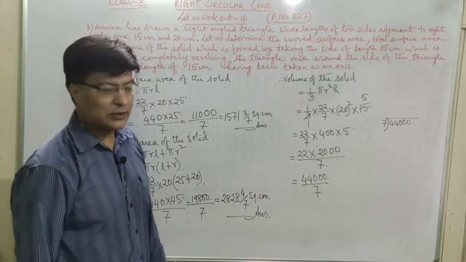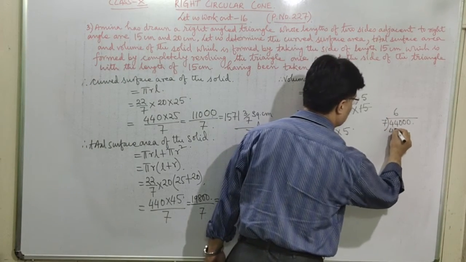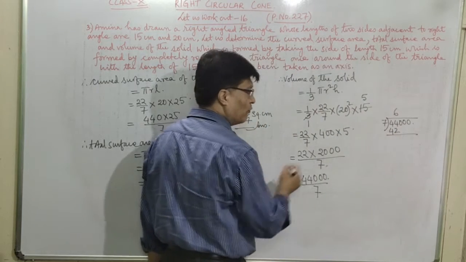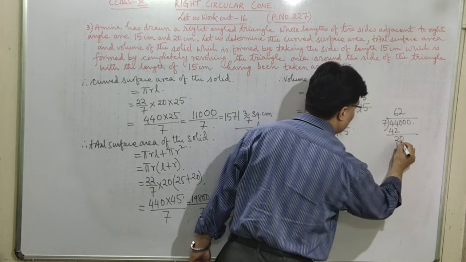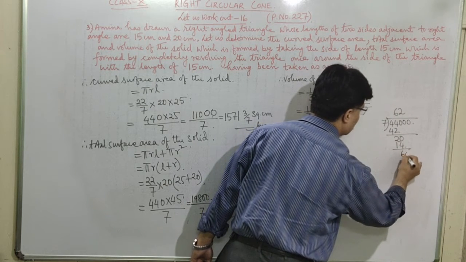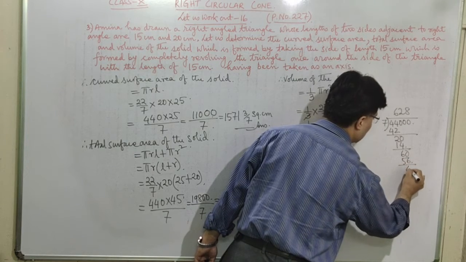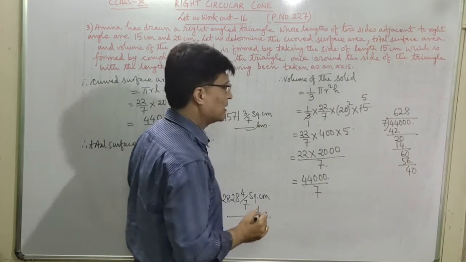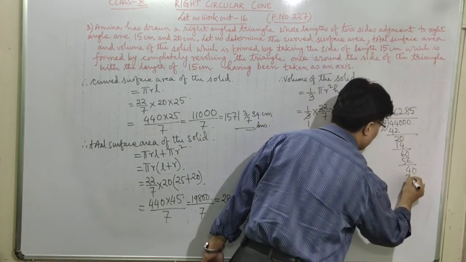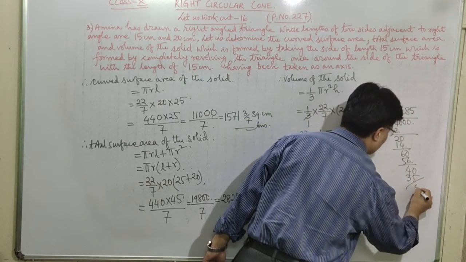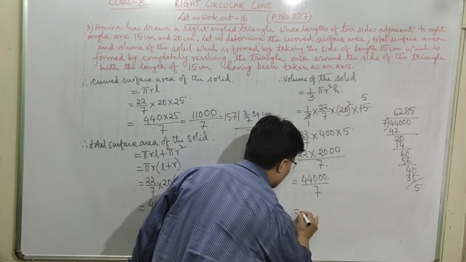How many times does it go? 7 7s are 49, 7 6s are 42. This is 7 6s are 42. 44 minus 42 is 2. 20, 7 2s are 14. This is 6, 60, 7 8s are 56. Then it is 40. Is that clear? Next, 7 5s are 35. 7 5s are 35. What is the remainder? Remainder is 5.